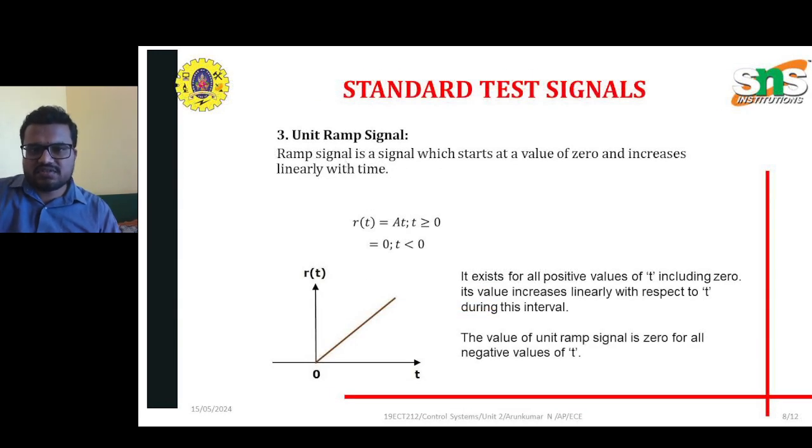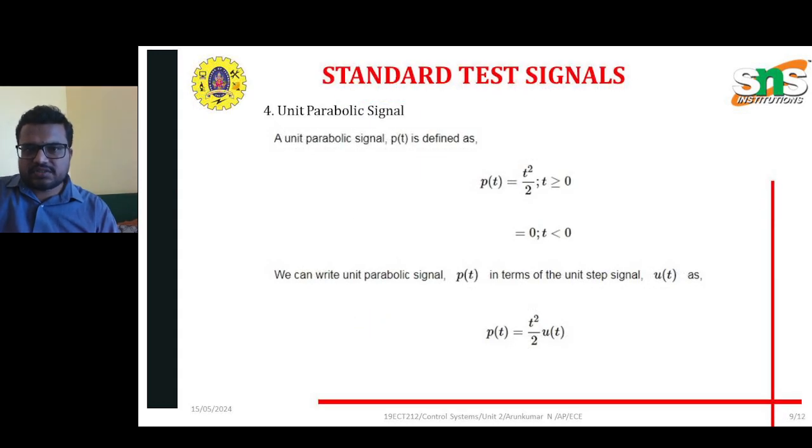And next one is the ramp signal. The ramp is also based on time. So r of t equal to a into t for t greater than or equal to 0. And next one is the parabolic signal. This is very useful in control systems for applying a maximum number of signals, because the transient response and characteristic equations have more powers or roots. So based on the roots only, we can check the signal parameter conditions.